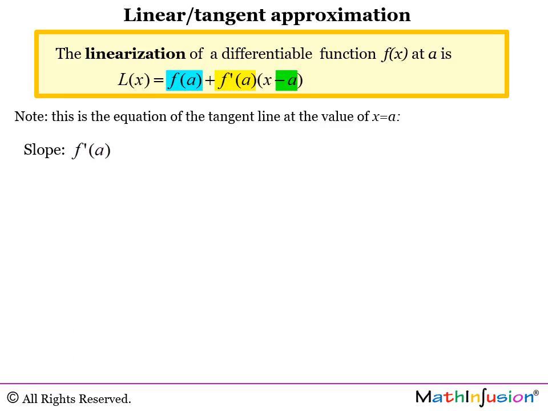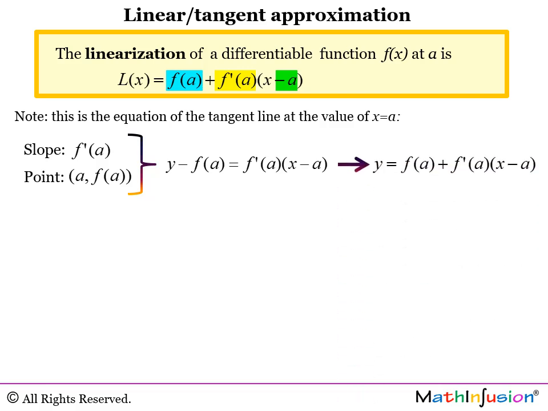Again, the reason is because the slope is always the derivative of the function at x equals a, and the point is (a, f(a)). Here is the point-slope equation of the line, and we just simplify a little bit. We just add f of a to both sides, and we get that.